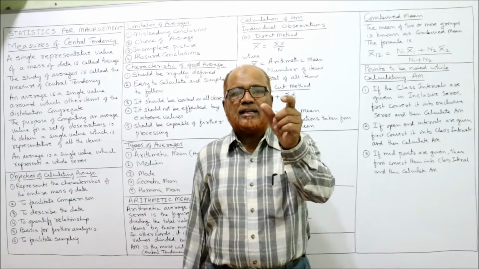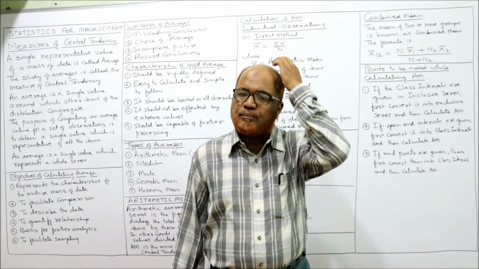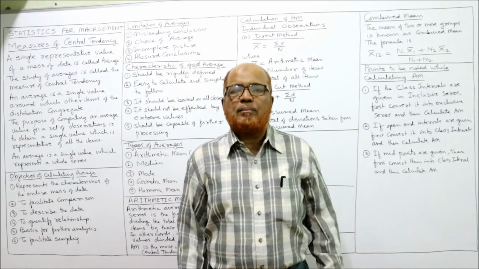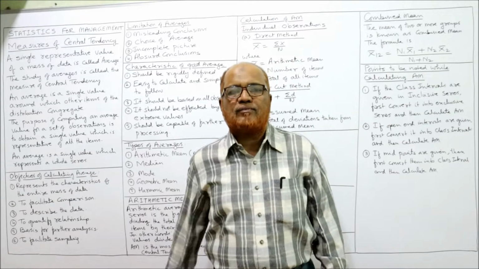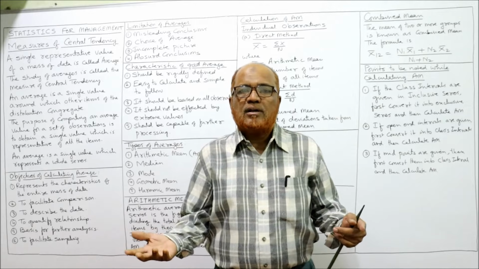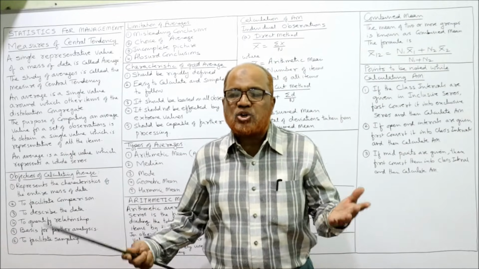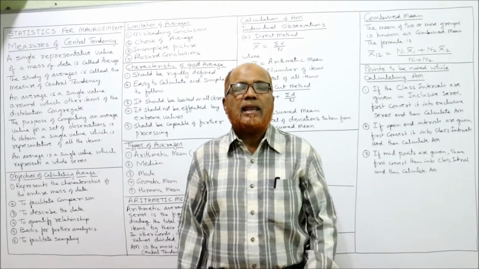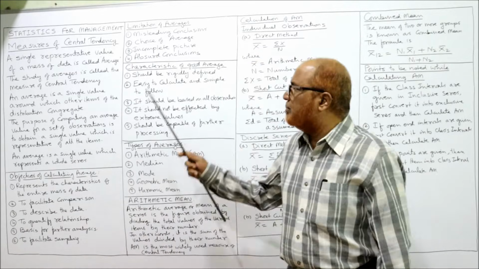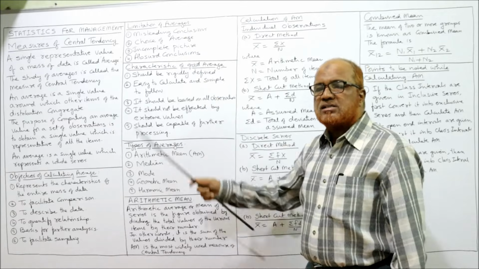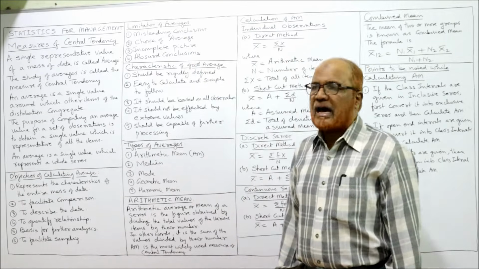Example, when we calculate the average number of members in a family. Suppose the average number of members in a family comes to 4.5. But it is not possible. The number may be 4 members or 5 members. We don't have fractional members. Like this, we may get absurd conclusions. So these are some of the limitations of averages.